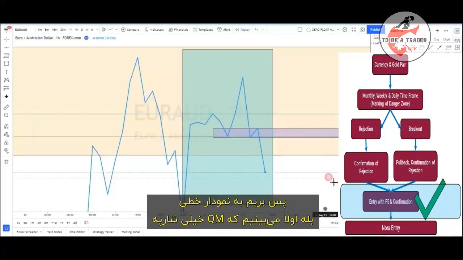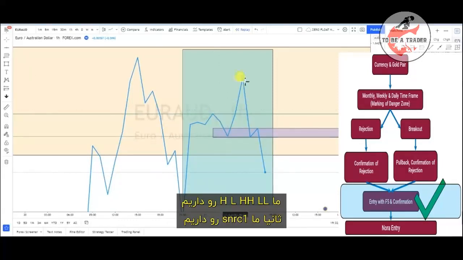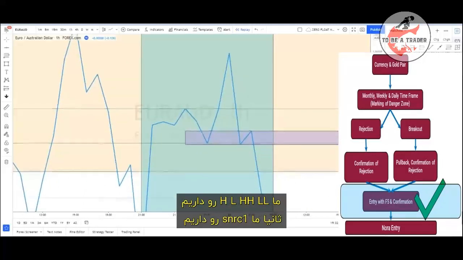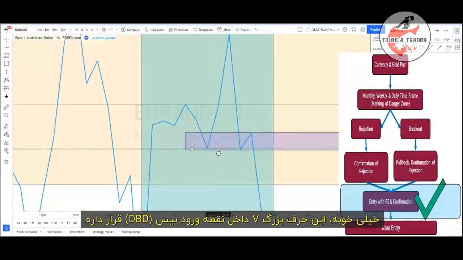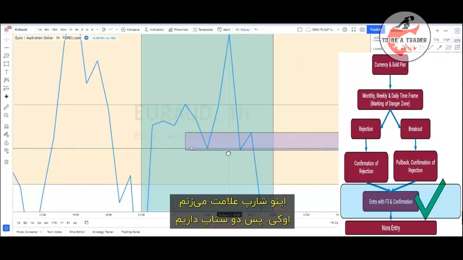Yes, we can see that first the QM is very sharp. We have the high, low, higher high, lower low. Secondly, we have the SNRC1. Very good. This capital letter V is inside the entry point of the base drop. I'm gonna mark it sharply.